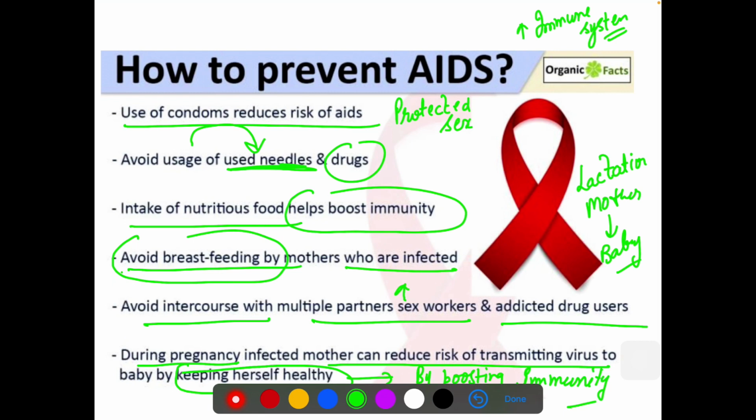So let's revise quickly. Use protected sex, basically use of condoms. Avoid use of used needles, or you can also write infected needles, never ever use infected needles. Always take nutritious food. A mother who is infected should avoid breastfeeding, avoid intercourse with multiple partners, sex workers, and especially infected individuals. During pregnancy, if the mother is infected, she should take care of her health very very well.